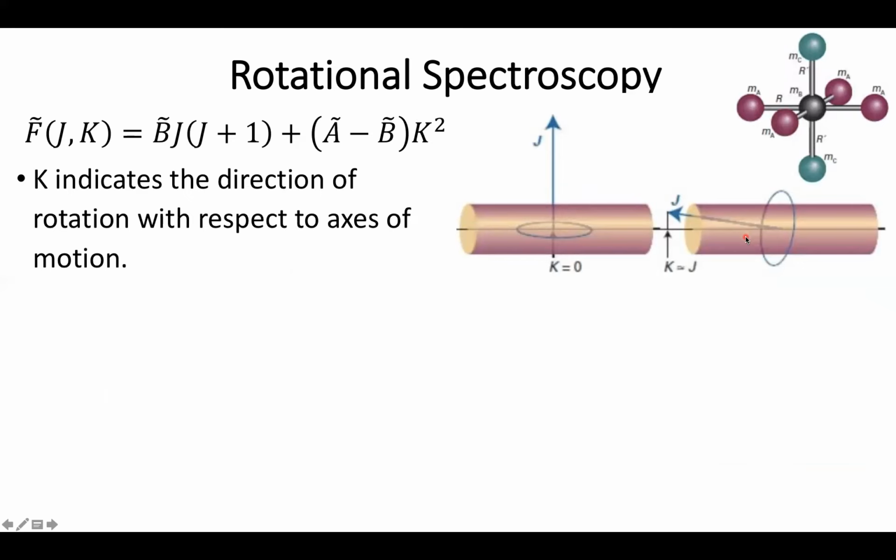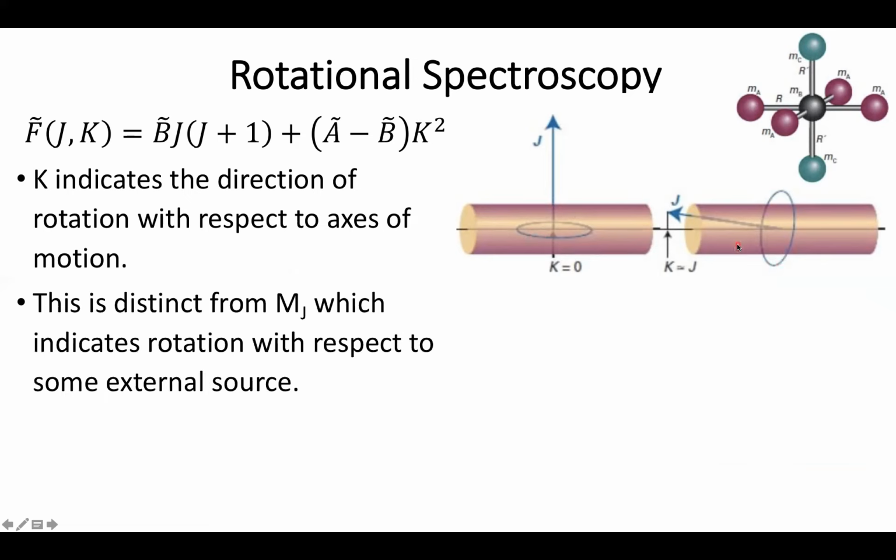Now, one of the other big things I want to clear up is one common point of confusion about what k means. So k is going to be indicating the direction of rotation with respect to the axis of motion. So if k is 0, I'm essentially just having a tumbling action. K equals j, I'm mostly a rolling action. This is not going to be the same thing as m sub j.